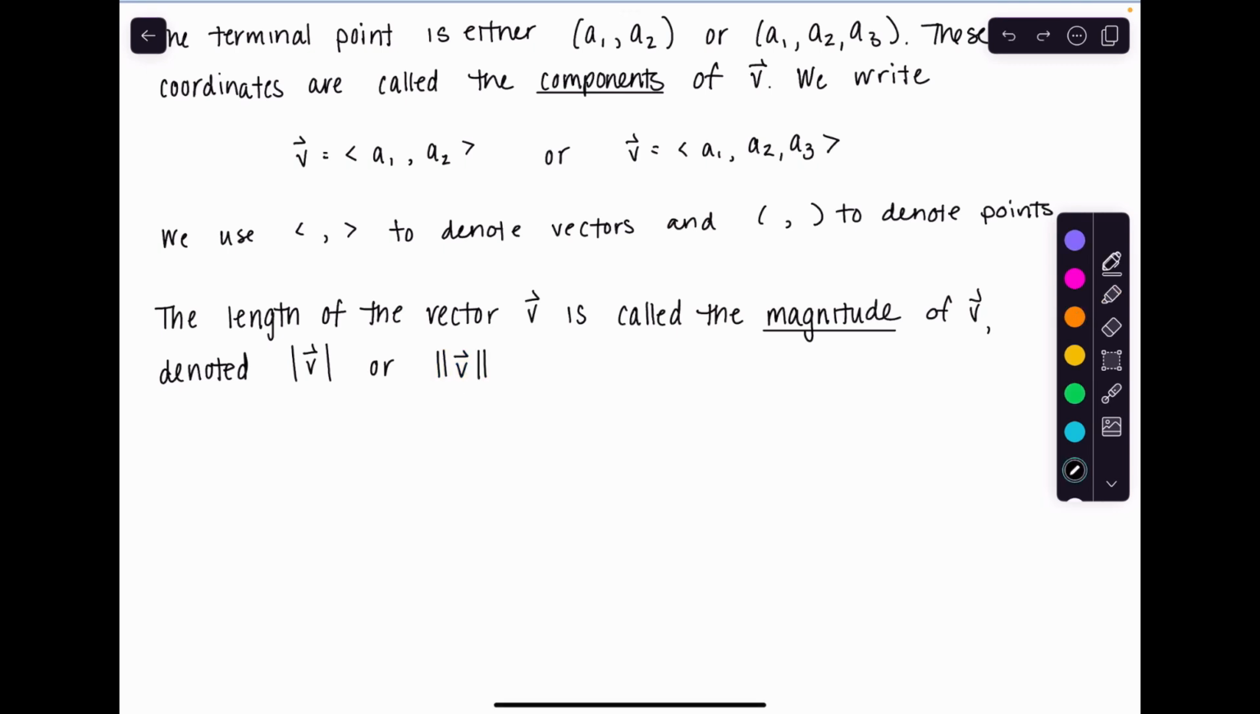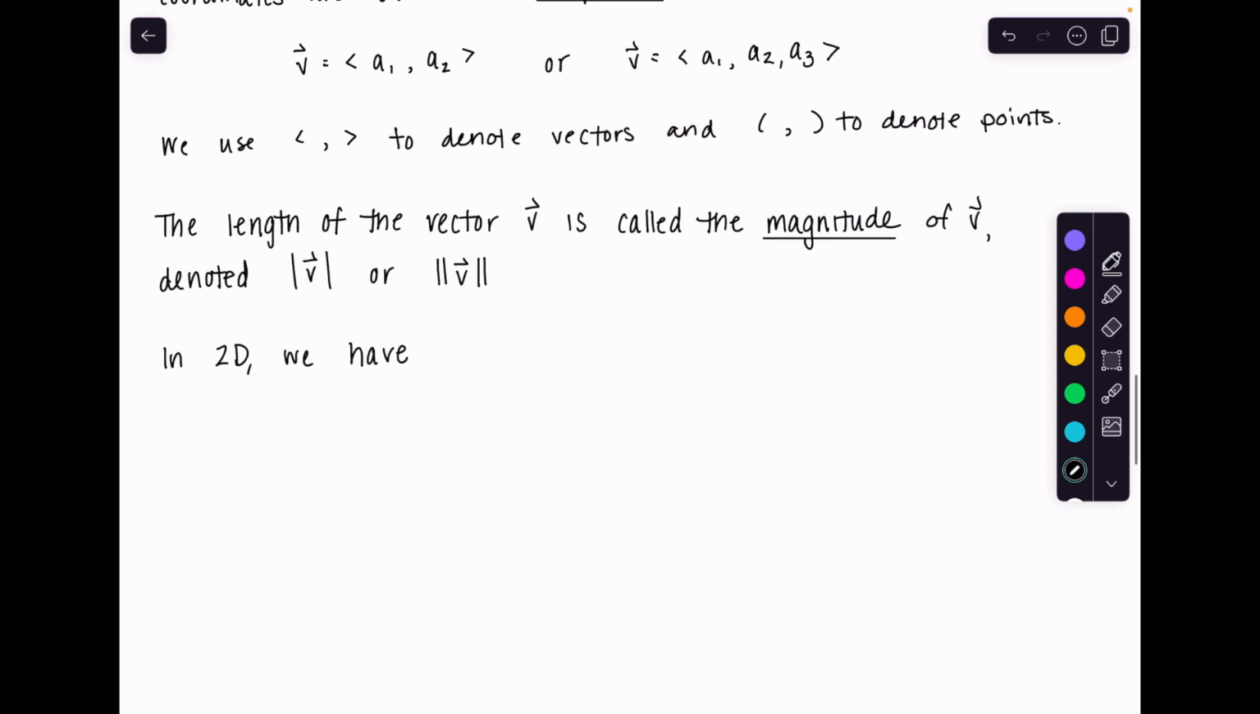Really, all it is is our distance formula. So in 2D, we have the following. Typically I'm going to show you in 2D if possible, and then it has a really nice extension to 3D. Our vector v starts at 0, 0 and ends out here at a1, a2, with a straight line connecting them. So here is vector v.